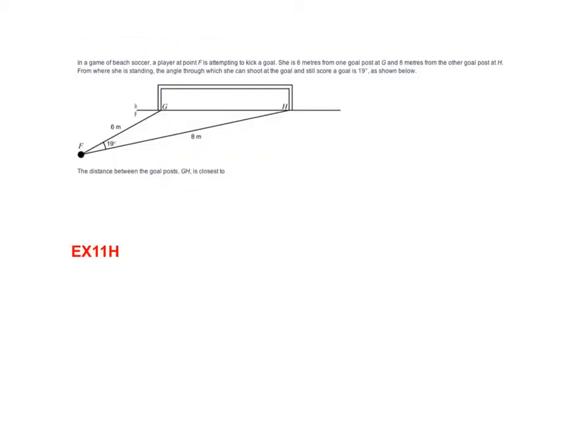This last one was taken out of an exam, a VCE exam, I'm pretty sure. So in a game of beach soccer, a player at F is attempting to kick a goal. She is 6 metres from one goal post, G, and 8 metres from the other goal post, H. From where she's standing, the angle through which she can shoot at the goal and still score is 19 degrees, as shown. The distance between G and H is... So if you just drew your triangle out, just like what they've got there, they've said that's 19, they've said that's 8 and that's 6, and they want you to find that.